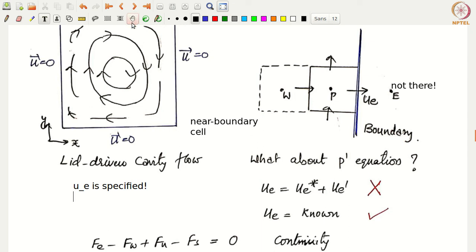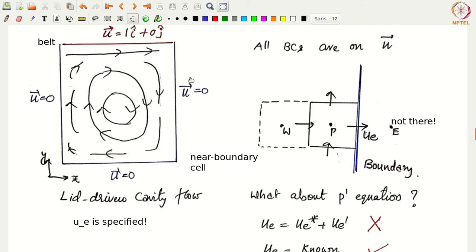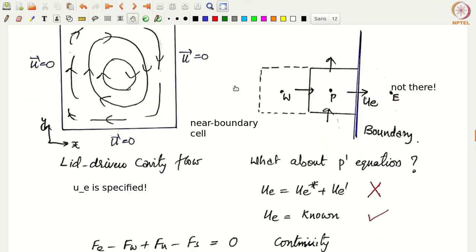That means the velocity correction for this particular face would be 0. u_e prime is 0 on this face, in fact for all the faces that share this boundary. In fact, if you look at this problem, u_e prime would be 0 for all the cells near this boundary, and here all the v south prime would be 0. Similarly, u_w prime would be 0 here, and v north prime would be 0 for all the cells adjacent to this top boundary. Okay, that's what we are saying.